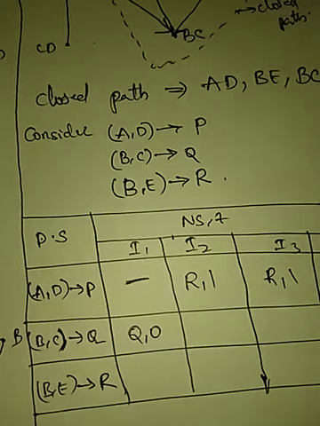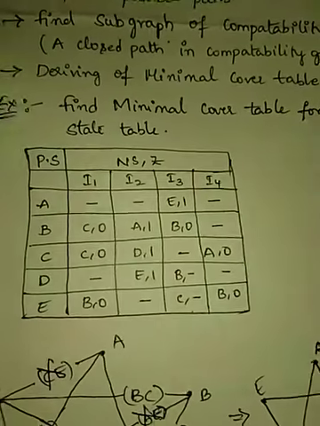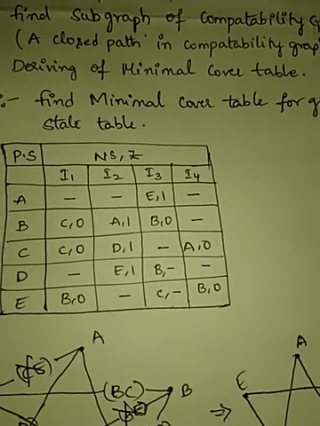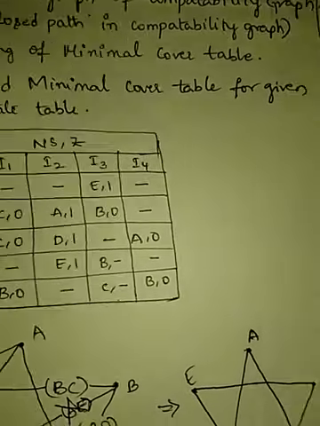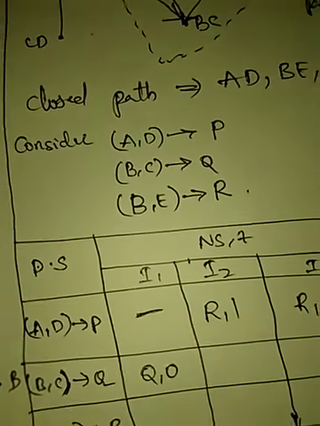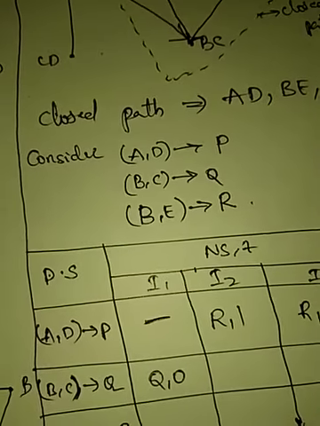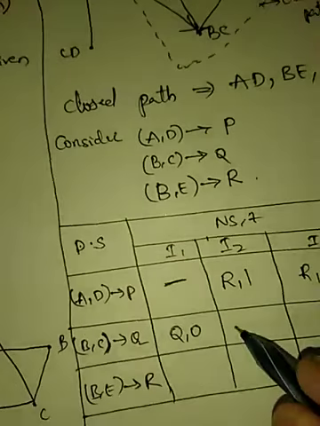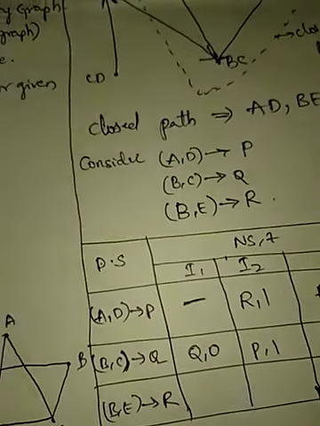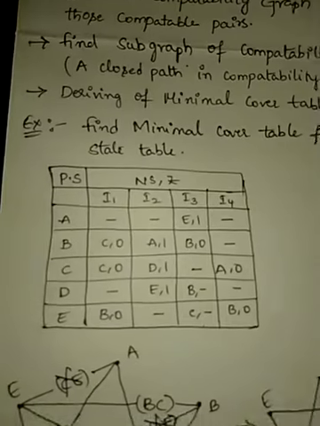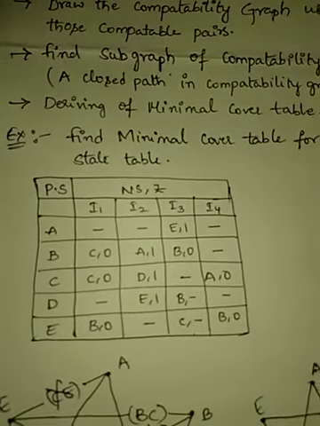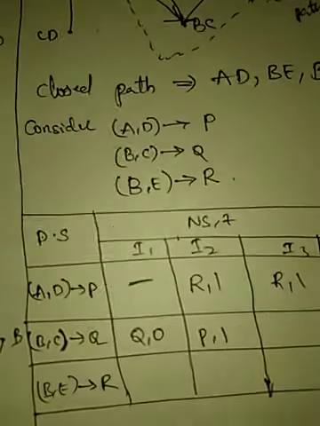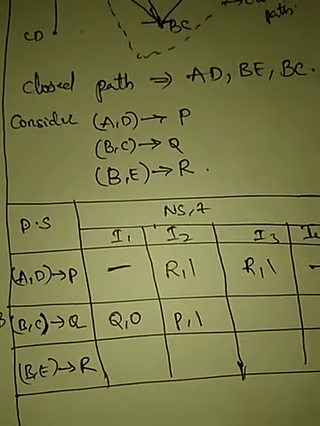Next, the I2 condition for BC is A comma D, right? In the I2 condition of BC the outputs are the same, no problem. A comma D, where is A comma D in our consideration? It is P, so you can write it as P comma 1. Okay, for B and C we have A comma D, which is present in P, so you can write as P comma 1.